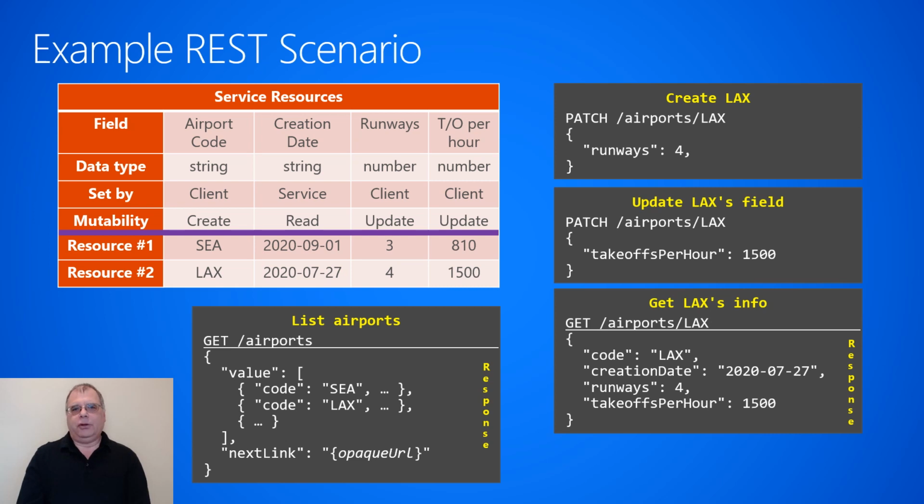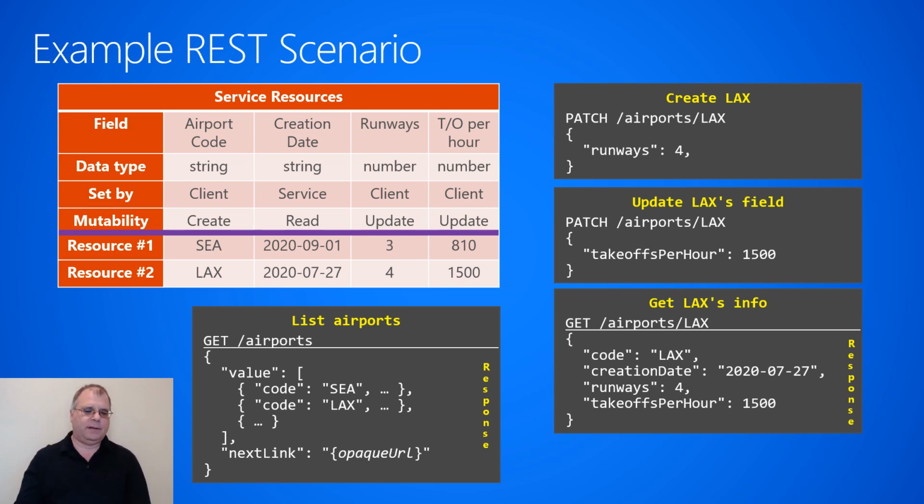Now, another operation you might perform is a list operation to list all of the airports. In this case, it's still a get operation, but it's to the /airports collection and not to a specific resource within the airports collection. And we have a standard pattern that we use in Azure for returning collections like this. We return a JSON object that has a value field in it. The value of the value field is an array of JSON objects, and each of those JSON objects represents the resource itself.